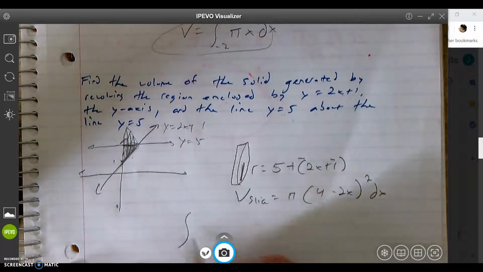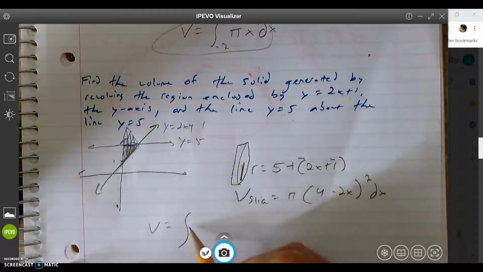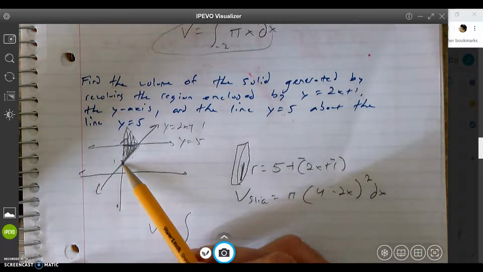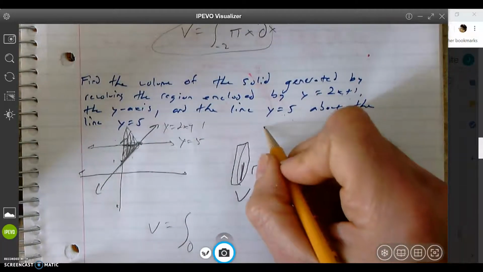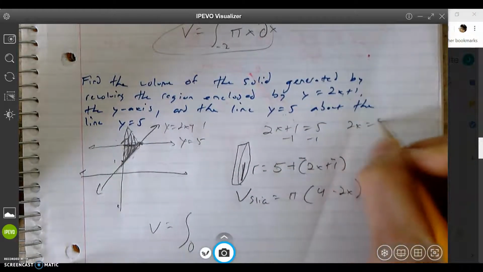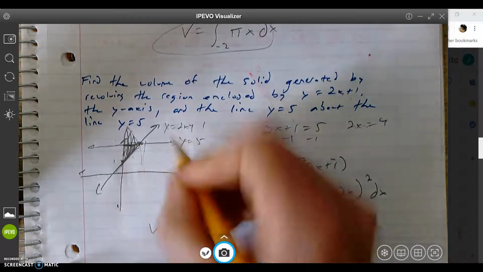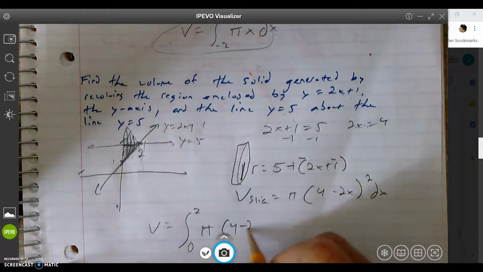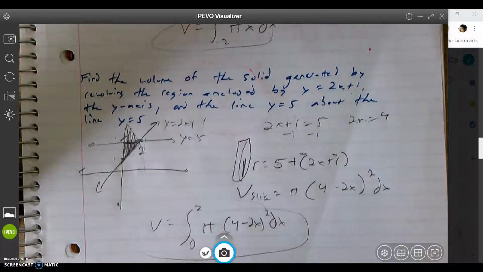So now my final integral, my volume of the entire shape right here, is, I don't know what this is. So we have 0 obviously here, but what is this point here? How am I going to get it? You're going to set them equal to each other. So that's going to be 2x plus 1 equals 5, minus 1, 2x equals 4, so x equals 2. 2 times 2 is 4. So this is going to be 2 here. Cool. So between 0 and 2 of pi times (4 minus 2x) squared dx. There you go.